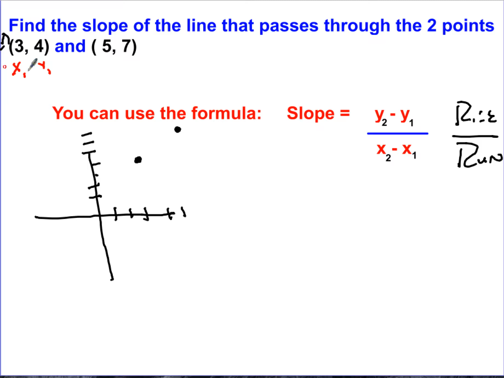Okay, so because that's point number 1, that means this must be point number 2. And this is then my x2, and my y2. So now what I can do is I can just plug these values into this formula.